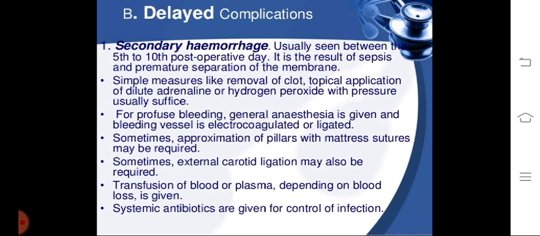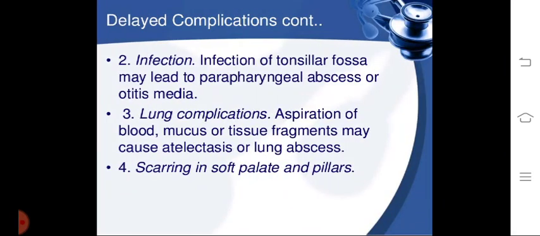Simple measures like removal of clot, topical application of dilute adrenaline, and hydrogen peroxide may help, and sometimes general anesthesia needs to be given to ligate or electrocoagulate the active bleeding vessel. Sometimes we have to approximate the pillars with a mattress suture. In serious cases, external carotid ligation may also be required. You must be ready with blood transfusion and plasma transfusion, depending upon the blood loss, and systemic antibiotics are given to control infection. So hemorrhage has been done.